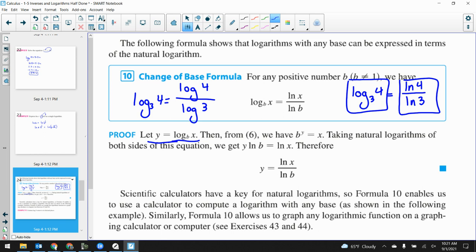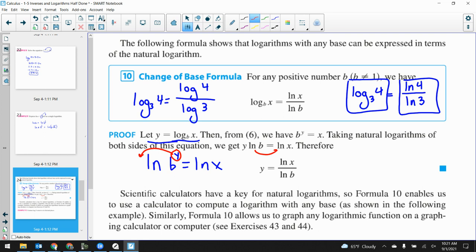I take the natural log on this side and the natural log on that side. That would get me ln of b to the y is equal to ln of x, right? Natural log of the left side and natural log of the right side. Presto changeo, bring this out front. I get y ln of b is equal to ln of x. Divide ln b over to the other side, and we have our change of base formula.